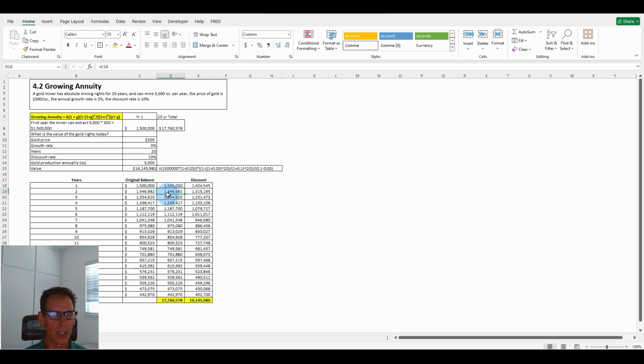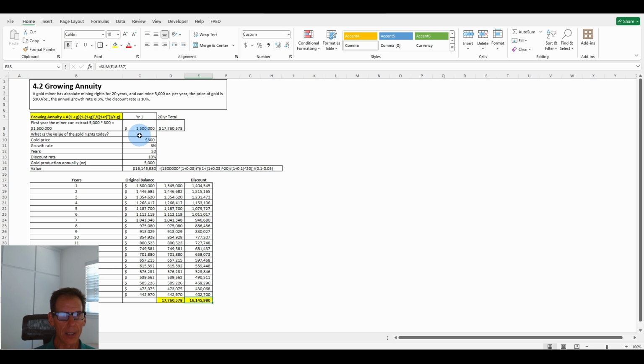I guess we could have done this shortcut here. Then we're going to discount that, and so on and so forth, because these numbers are the same. So I probably could delete one or the other. I do that from time to time. I just do a lot of verifications, and sometimes I forget to delete stuff. In the end, all we need are these two numbers. 17,760 discounted over 20 years at 10% equals 16,145,980.